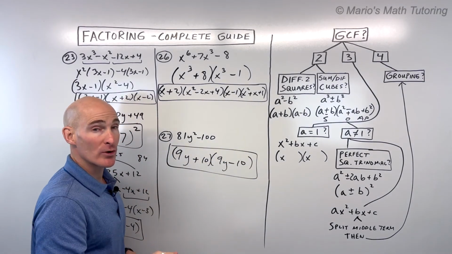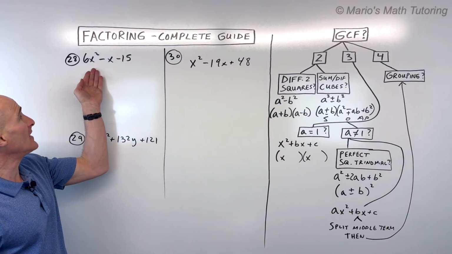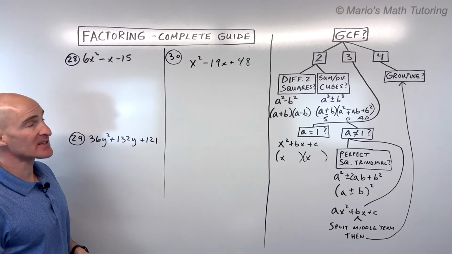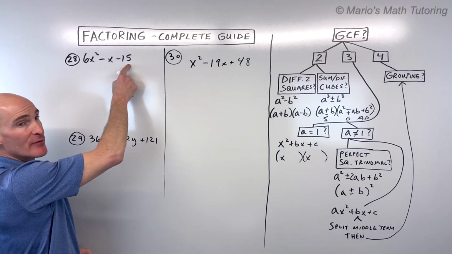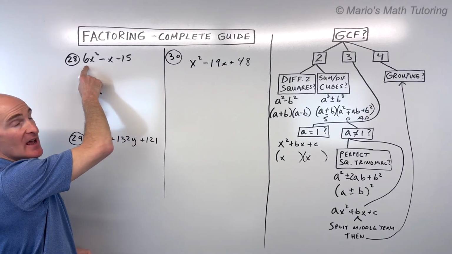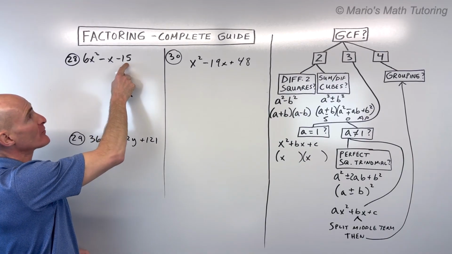Let me erase the whiteboard. Let's do the last few problems. Okay, see if you can do these last 3 problems. Number 28, we've got 6x squared minus x minus 15. It's a trinomial. There's not a greatest common factor. Leading coefficient's not 1. But it's not a perfect square trinomial because this is not a perfect square.